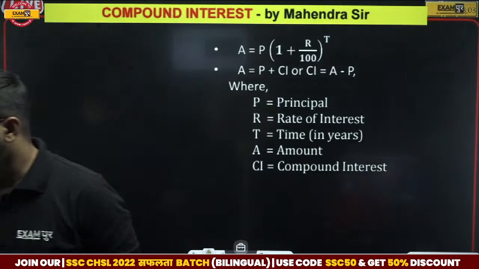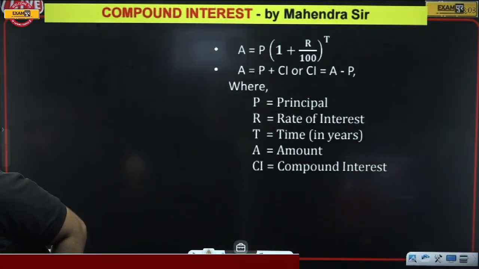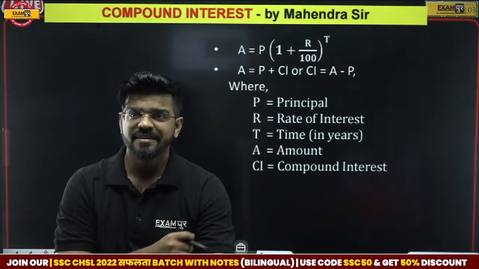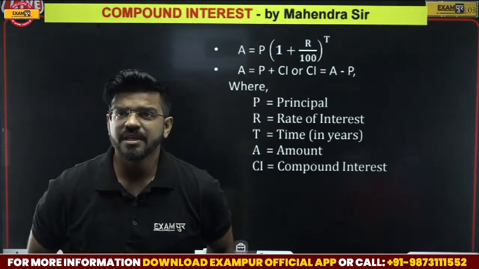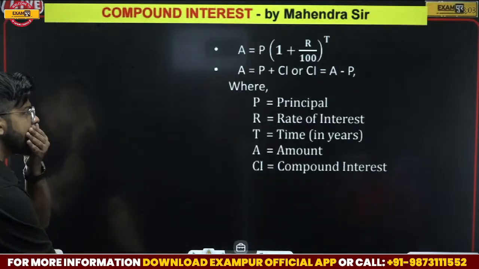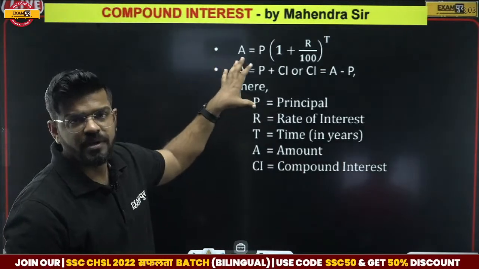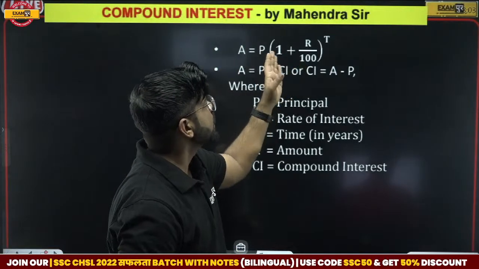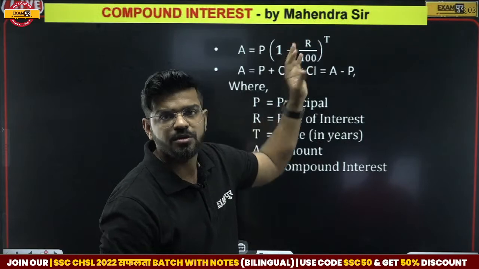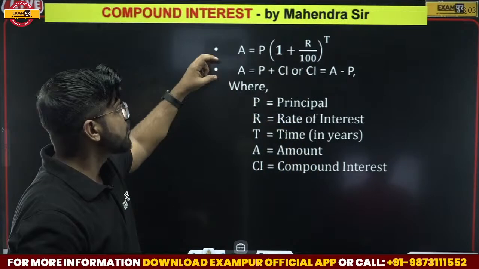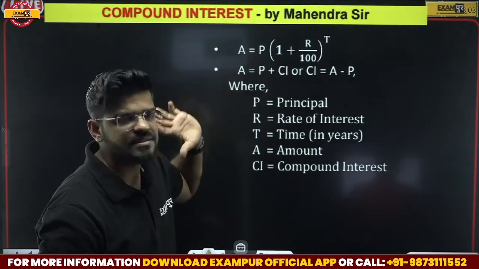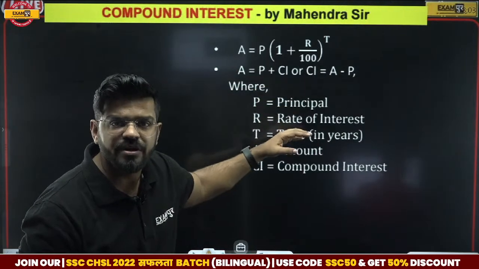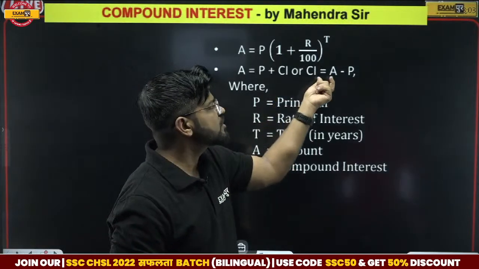We are going to solve different types of questions so that we can tackle each and every exam in the SSC CGL examination. So we have the amount formula. Amount is equal to principal multiplied by (1 plus r upon 100) to the power t. And what is A? A is equal to P plus CI also.